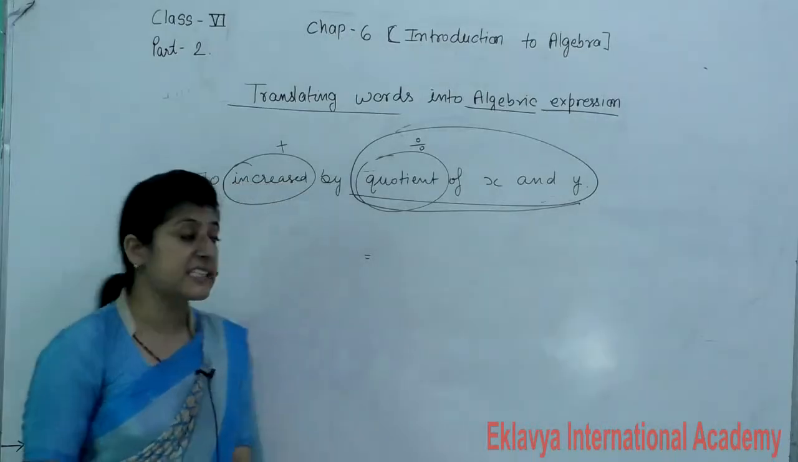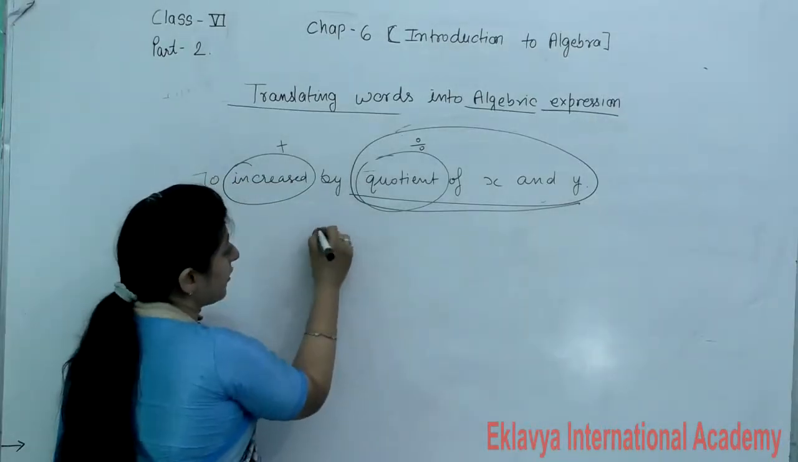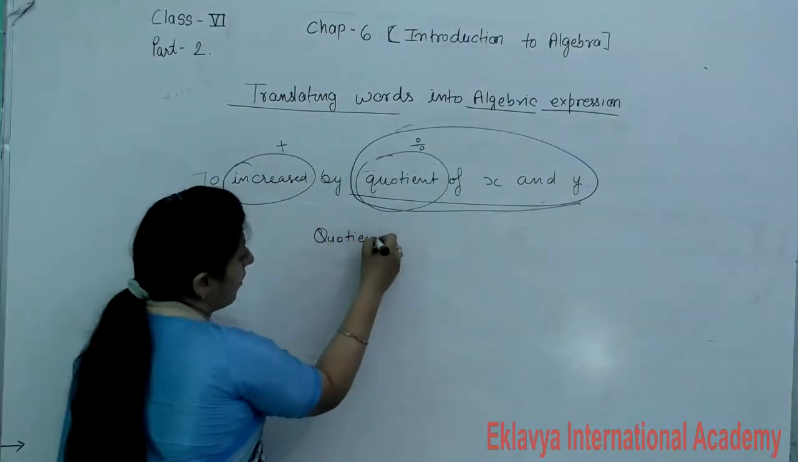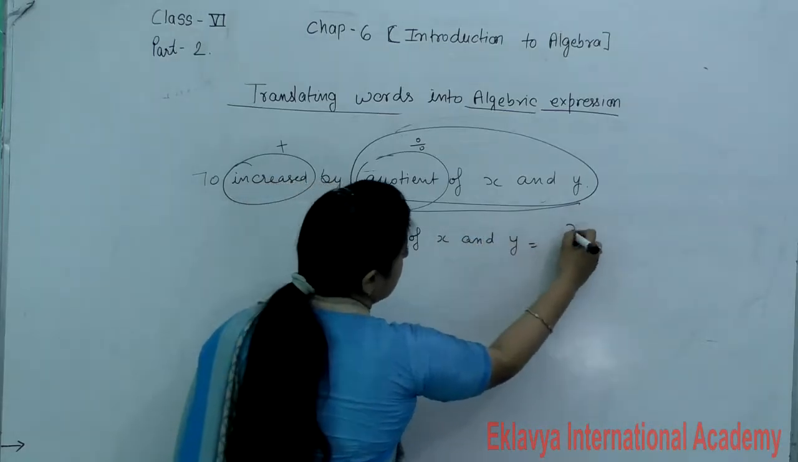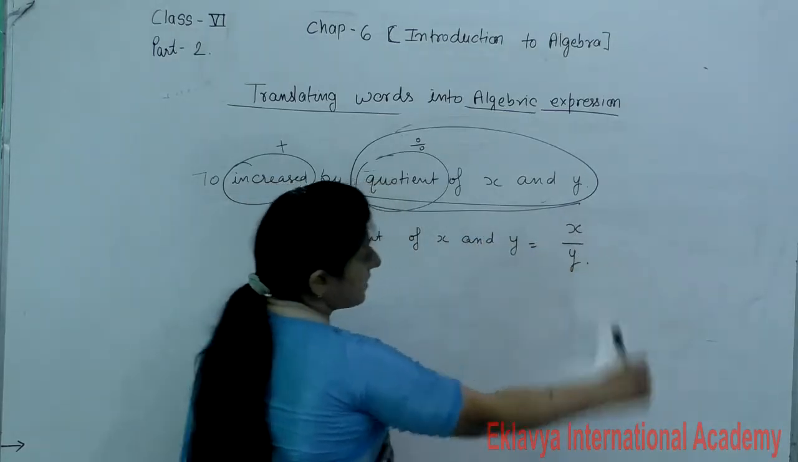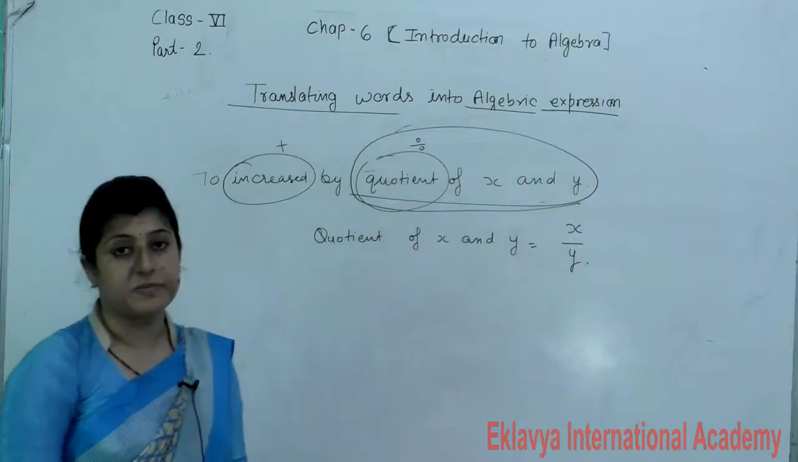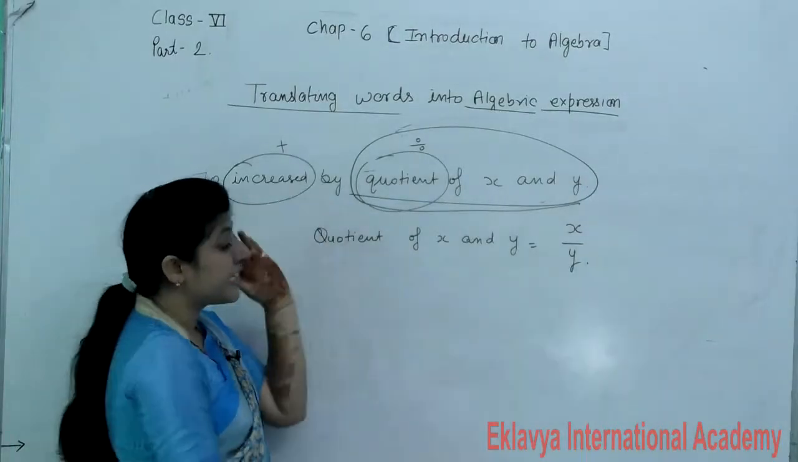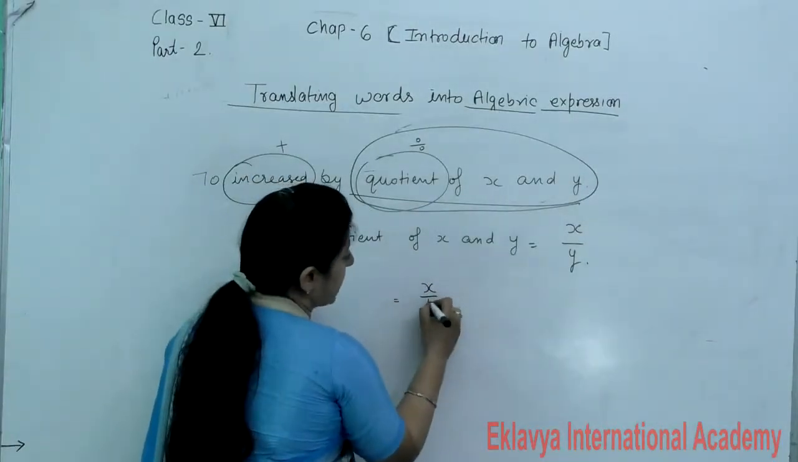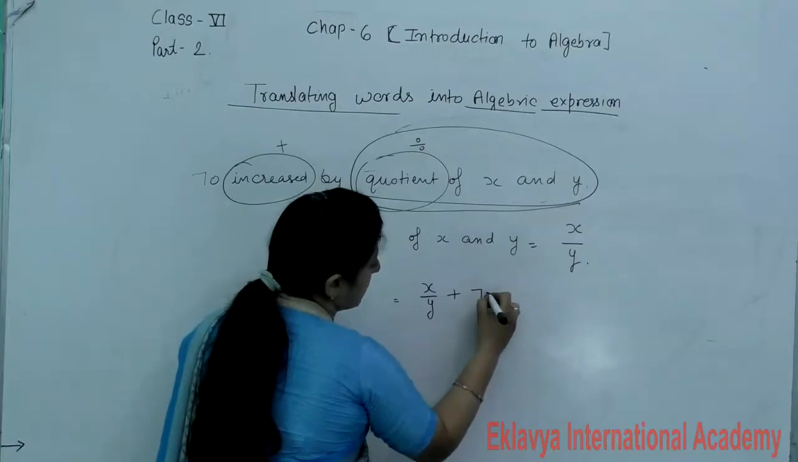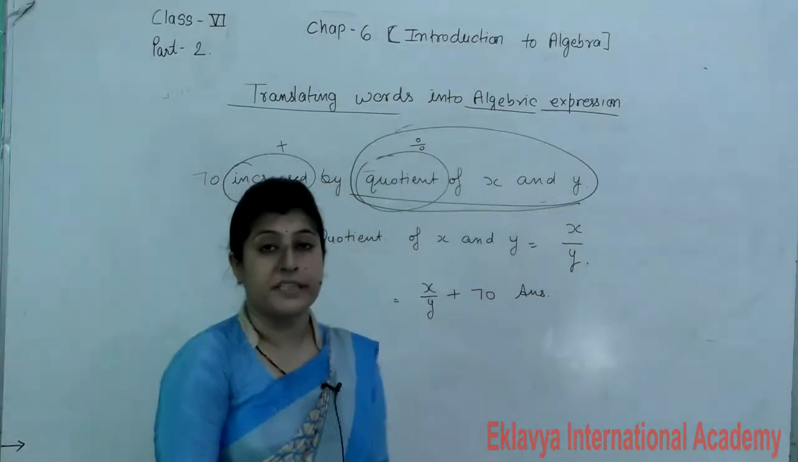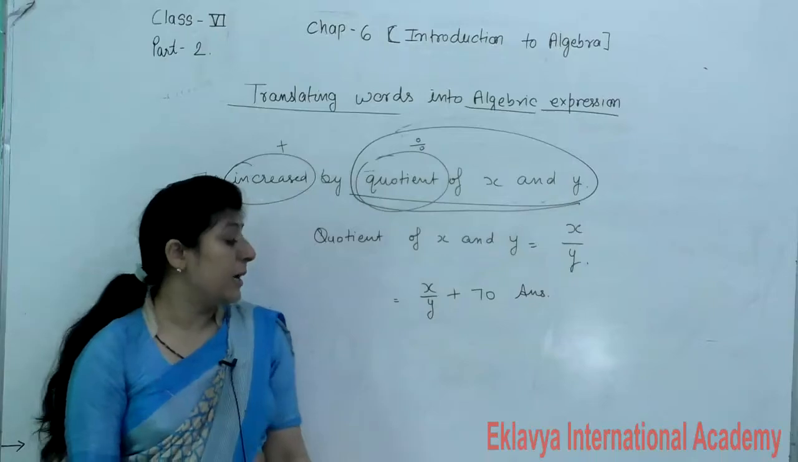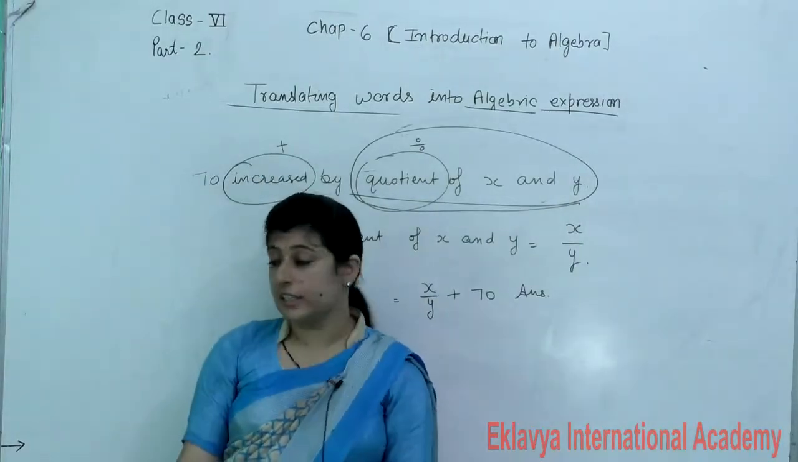Quotient of x and y. What is the meaning of quotient of x and y? It means x divided by y. 70 increased by means plus 70. This is our answer of this statement: x upon y plus 70.